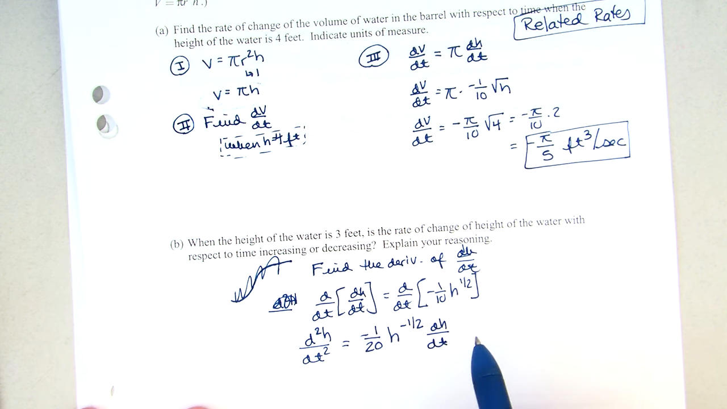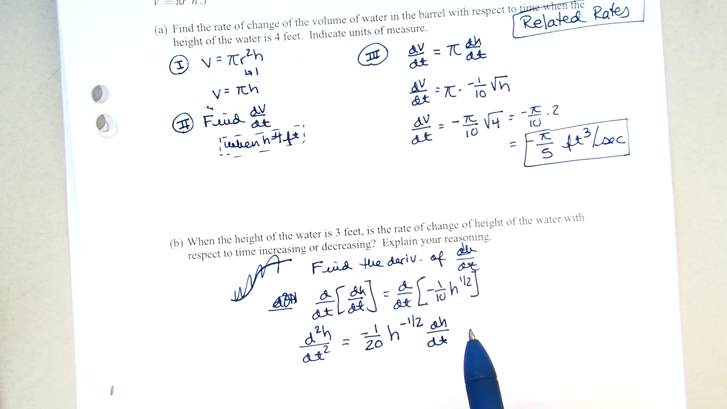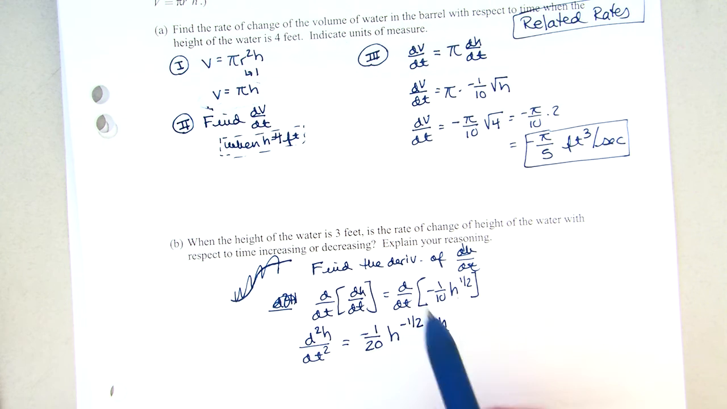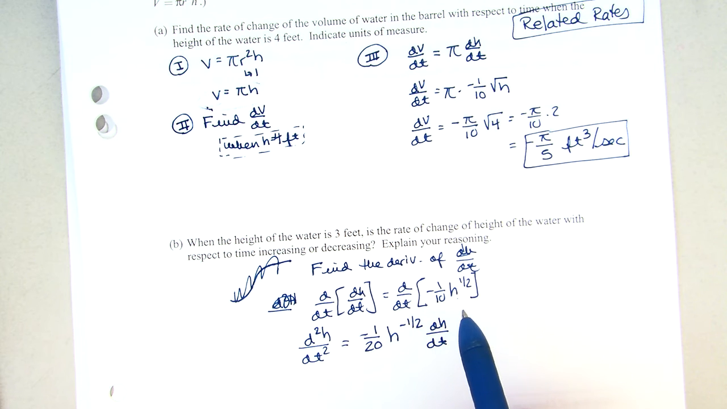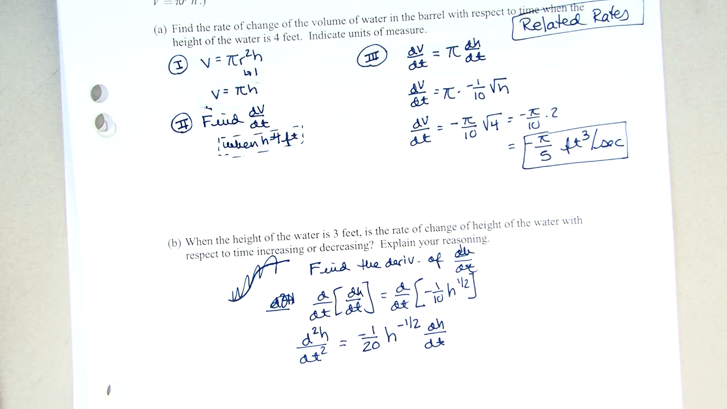Because I had negative 1/10. I feel like you're mixing up derivatives and integrals. Pull down the power, subtract 1 from the power. So negative 1/10 times 1/2. Subtract 1 from the power, you get negative 1/2 there. I don't want to leave dH/dt in here.